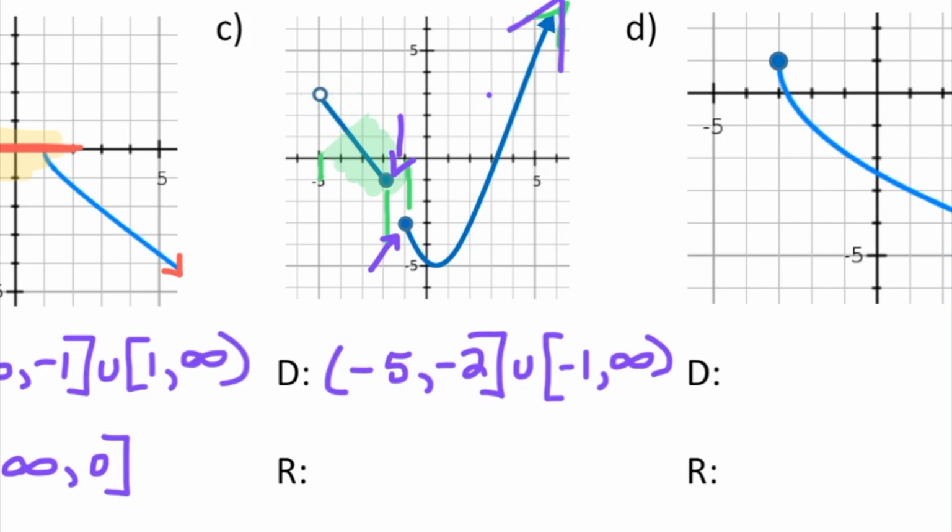And then I'm going to erase all of that, all my scribblies on the graph. And to find the range, the very bottom value of the graph is negative 5.